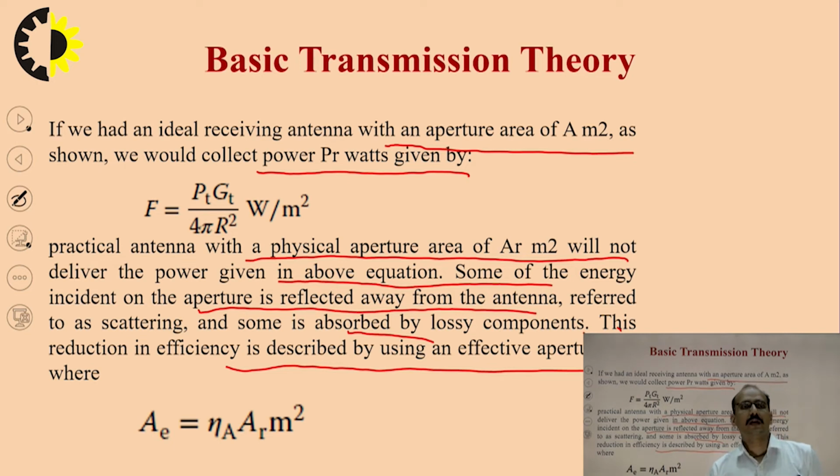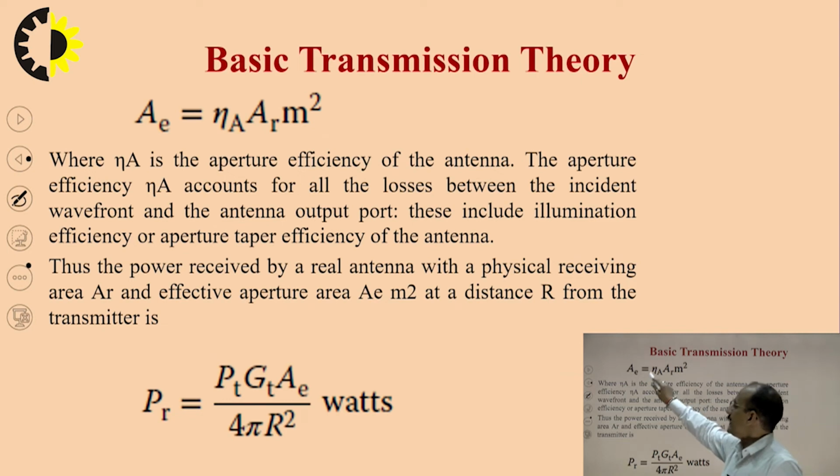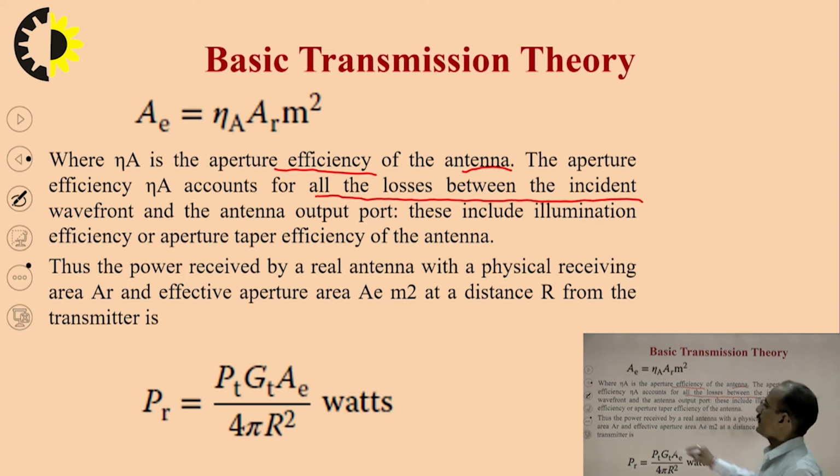Means when we are talking about receiving, there may be a chance of scattering of the power, and there may be a chance of absorption by the lossy components. That's why you have to find the effective aperture rather than the normal receiving aperture. So AE is equal to ηA AR meter square, where ηA is the aperture efficiency of the antenna. The aperture efficiency ηA accounts for all the losses between the incident waveform and the antenna output port. These include illumination efficiency and aperture taper efficiency of an antenna.